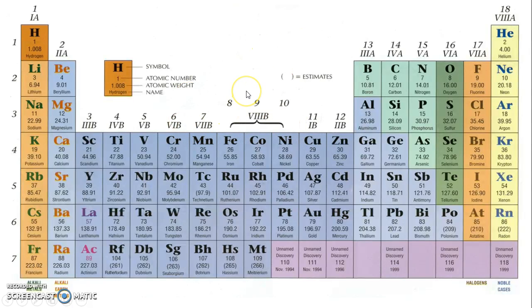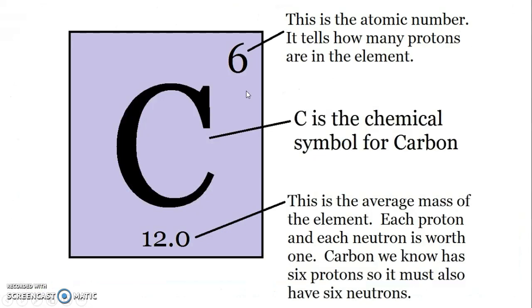We're going to learn more about the trends of the periodic table in a future video. Having a look at the individual boxes within a periodic table, the symbol is in the middle. The atomic number is across the top. This tells you how many protons are in the element, and the mass down here is the average mass of the element, which is the number of protons plus neutrons.